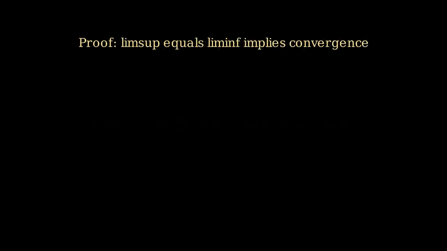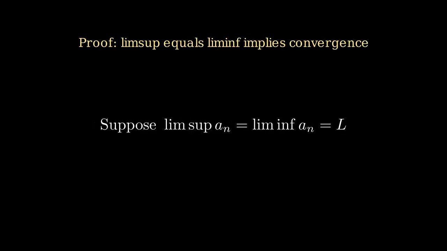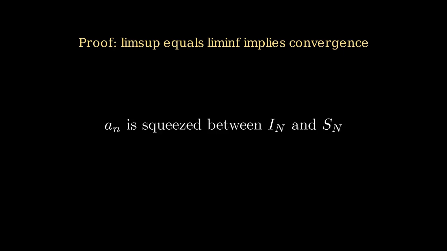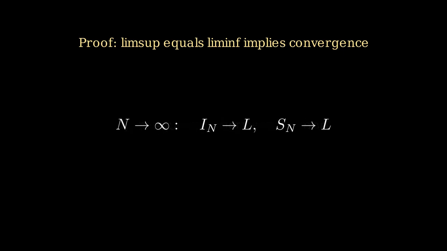Now the reverse direction. Suppose the limit superior and the limit inferior are equal, and call this shared value L. The tail infimum is always less than or equal to every term, and the tail supremum is always greater than or equal to every term. Each term of the sequence is trapped between these two tail values. As both the tail supremum and the tail infimum converge to the same value L, the sequence itself is squeezed and must also converge to L. This completes the first principles proof.